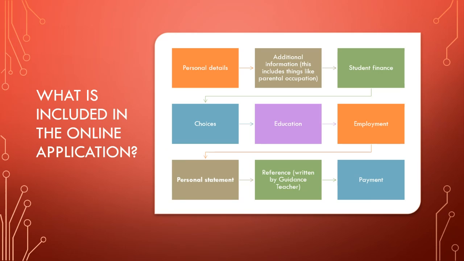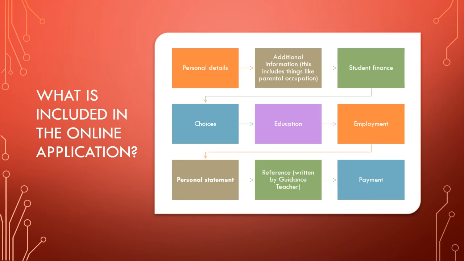So what is included in the online application? Throughout this process, we will actually work with pupils, and they will be required to supply UCAS with the following information that you can see on our screen. So it's things like their personal information, additional information, things like their parental occupation. There's also a section on there for student finance, which again we'll cover a little bit further down the line in tonight's presentation.